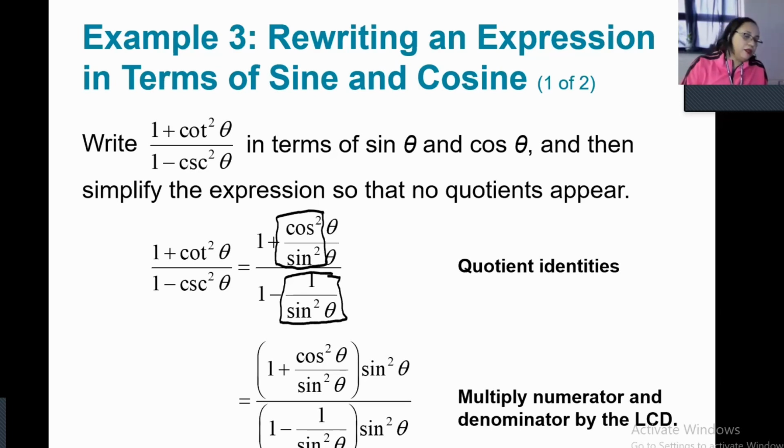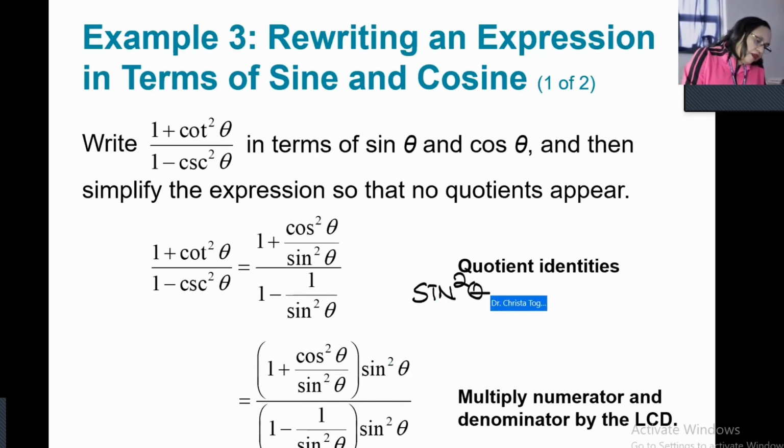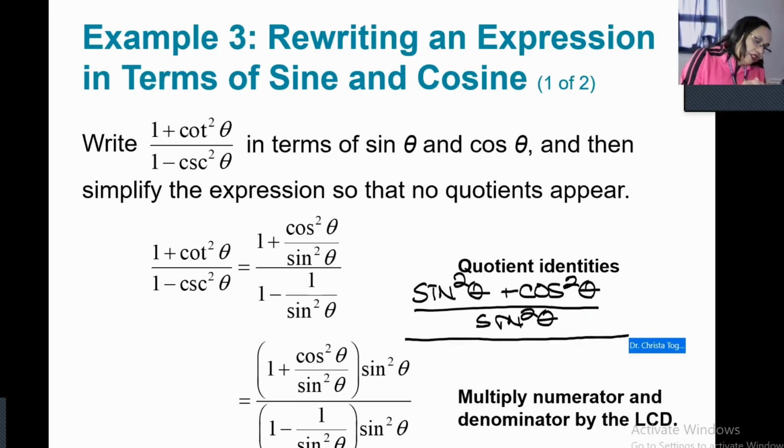Then it says you're going to multiply the numerator and the denominator by the LCD, just like if you had a common denominator. The common denominator is sine squared theta. You can probably do other things, but what I would do is separate the numerator from the denominator. So I would do the first one here first: sine squared theta plus cosine squared theta over sine squared theta. And then if you're done, just think about what you can transform what you have.